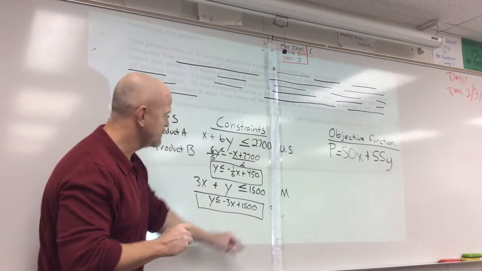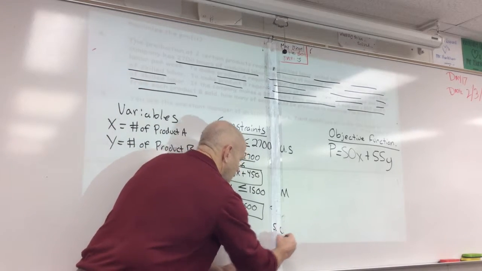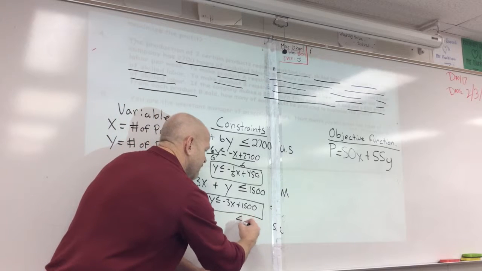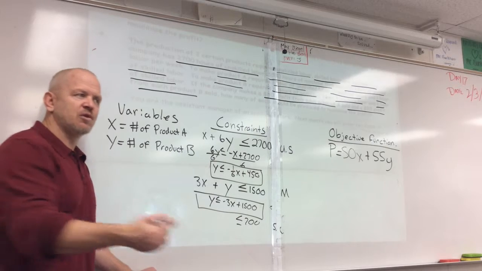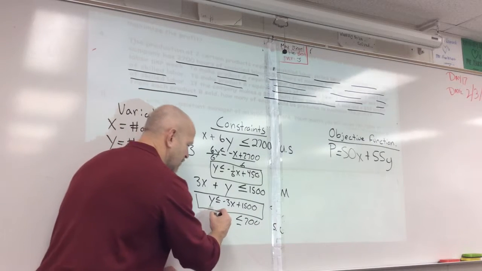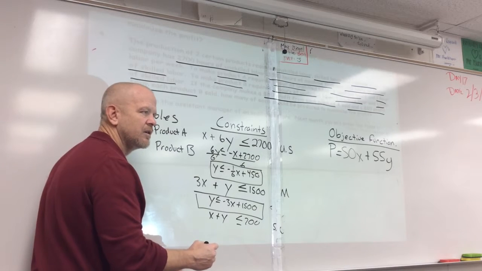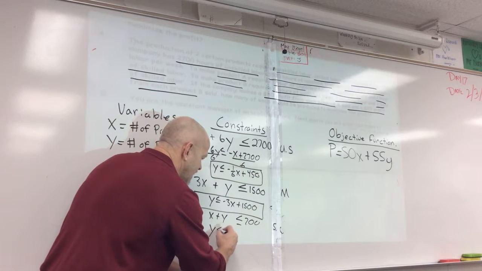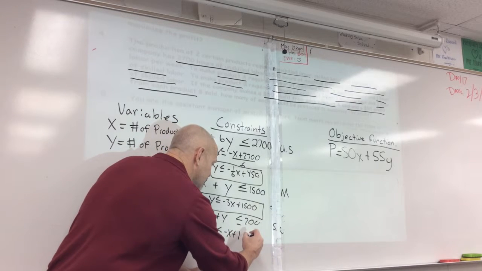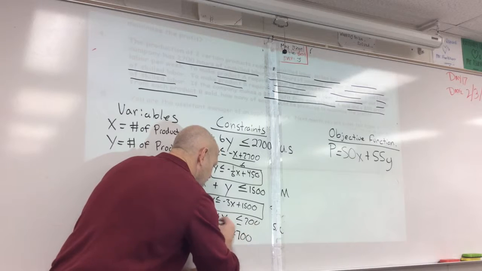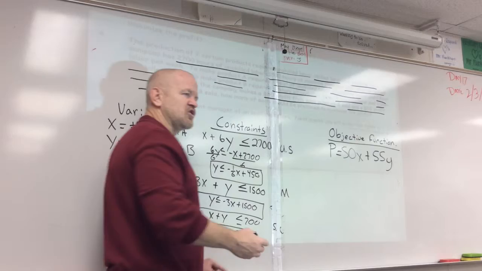Well, I've done unskilled labor. I've done machine time. Now I'm going to do skilled labor. I'm just going to put a little SL. Skilled labor, how much do I have? 700. And each one only takes how much skilled labor? 1 hour. So all we have to put here is what? 1x plus 1y is 700. What do I do? Subtract x and I get y is less than or equal to negative x plus 700 in this case. All right. So there it is. I've got all of my constraints.